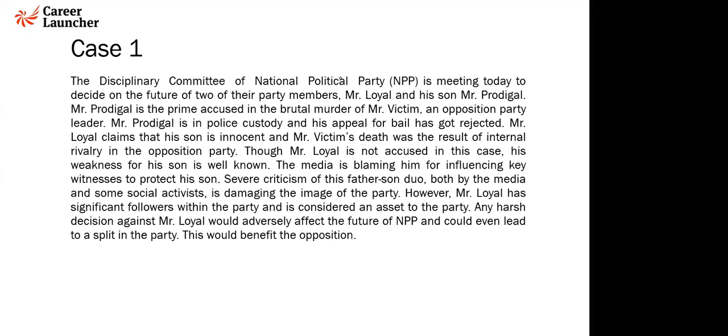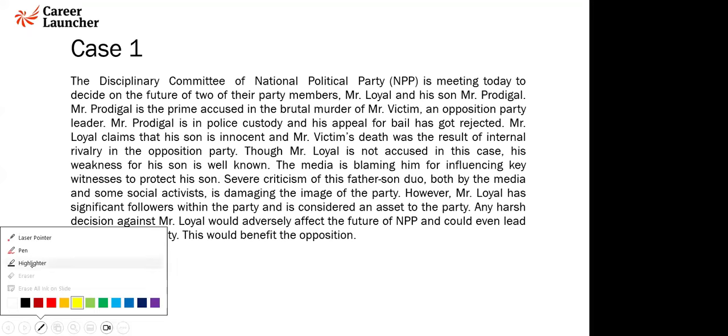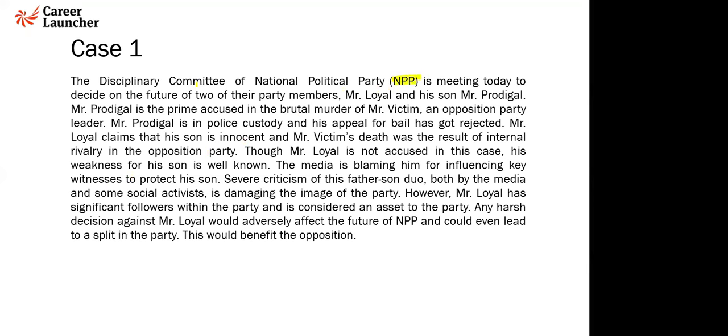The Disciplinary Committee of National Political Party, NPP, is meeting today to decide the future of two of their party members, Mr. Loyal and his son, Mr. Prodigal. Mr. Prodigal is the prime accused in the brutal murder of Mr. Victim, an opposition party leader. Mr. Prodigal is in police custody and his appeal for bail has been rejected. Mr. Loyal claims that his son is innocent and Mr. Victim's death was a result of internal rivalry in the opposition party.